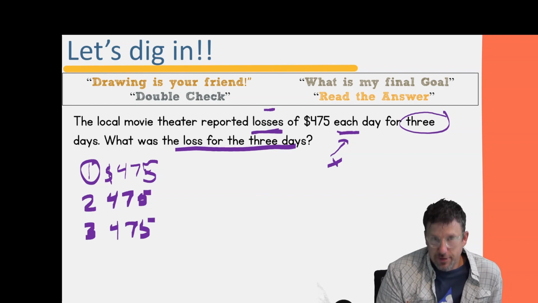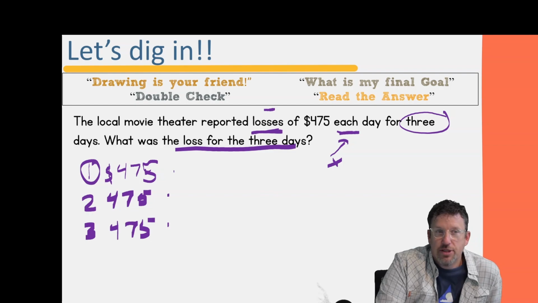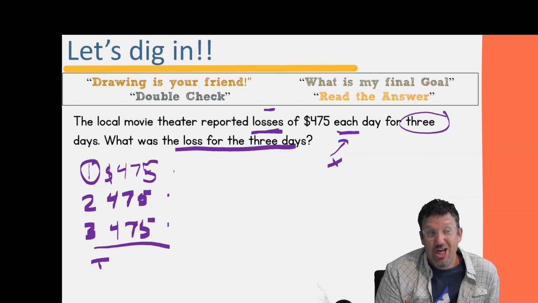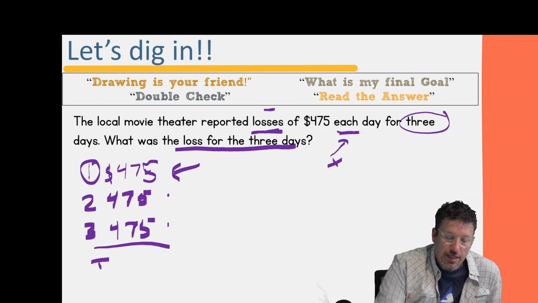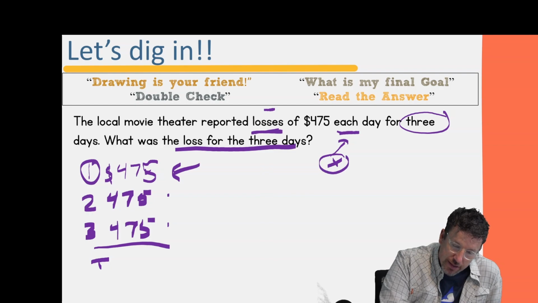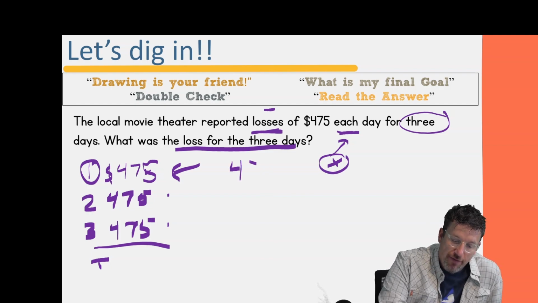There's a bunch of ways you could solve this. Okay, so simply, if they lost this and then lost this and then lost this, you could just take all that and add it up and it'll tell you how much they lost in all. Or we can say it's three of the same number. So anytime you're adding the same things over and over, you can multiply. And that's where this number comes in. So you could take 475 times 3.